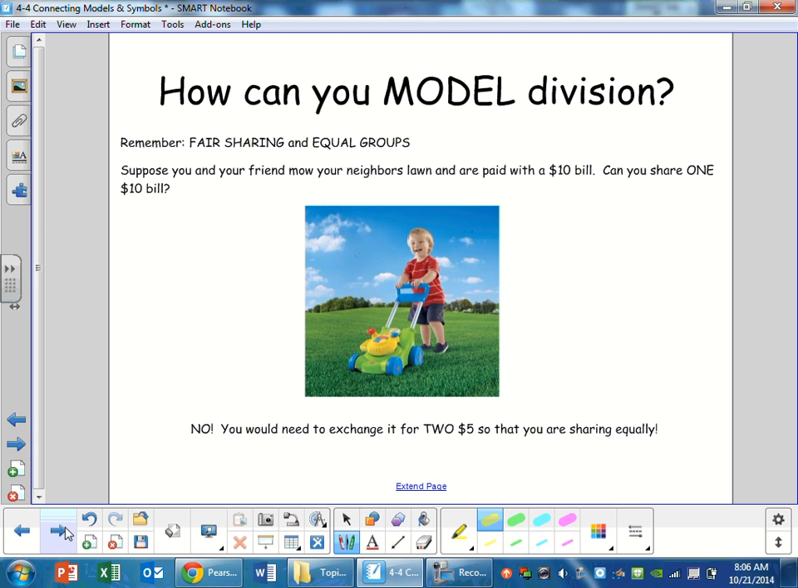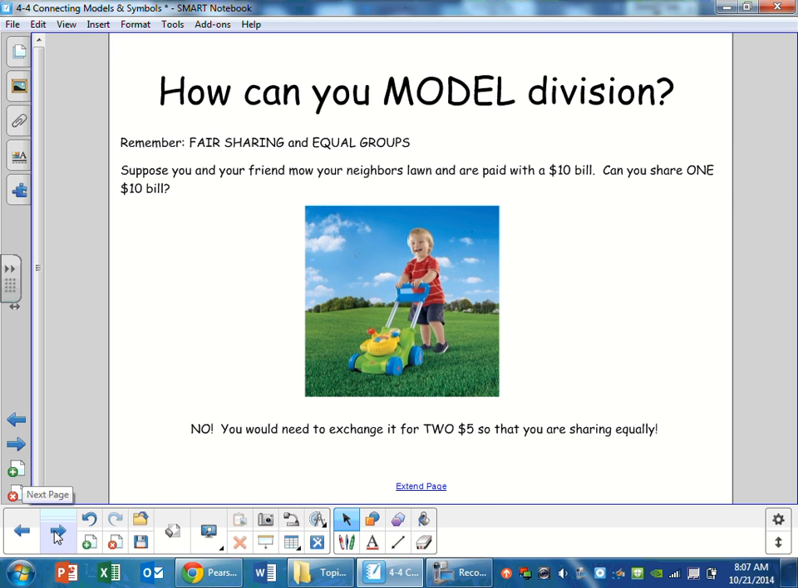Now let's look at how you can model division. This stuff you don't actually need to write down, but I want you to just focus and listen. Remember that division is fair sharing in equal groups. So think about this problem. Suppose you and your friend mow your neighbor's lawn and are paid with a $10 bill. Can you and your friend share one $10 bill? No, you really wouldn't be able to just rip it in half. You would have to exchange it for two $5 bills so that you are sharing equally. Does that make sense?